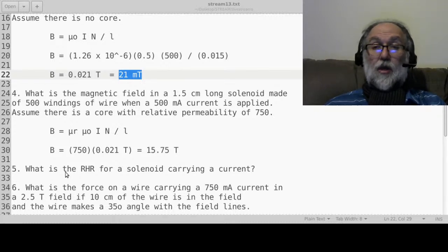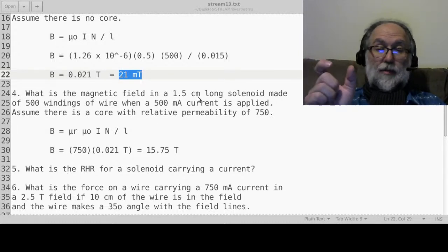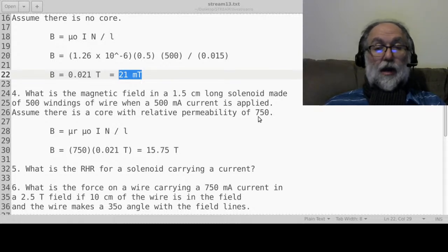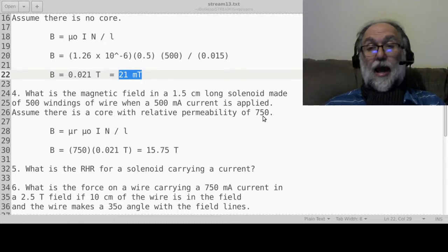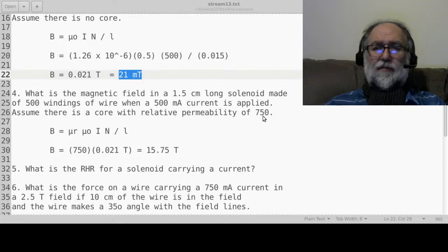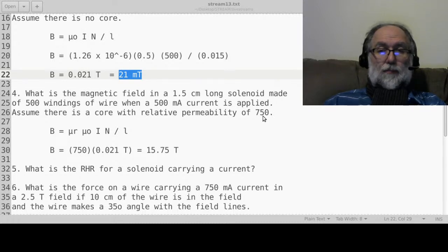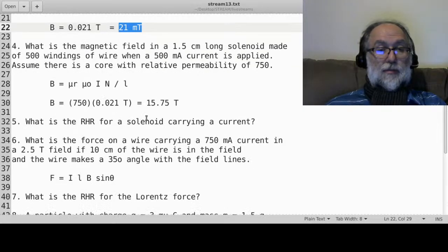Okay, but take a look here. This solenoid's only 1.5 centimeters long. It's a pretty small solenoid, but it has this core with a relative permeability of 750, and it'll enhance the field by 750. Now you might say, are there materials that do 750? Yeah, I think iron is 1500, twice that. So yeah, there are some materials that really enhance the magnetic field. Okay, all right, so there's question number 4, and this brings us to question number 5.